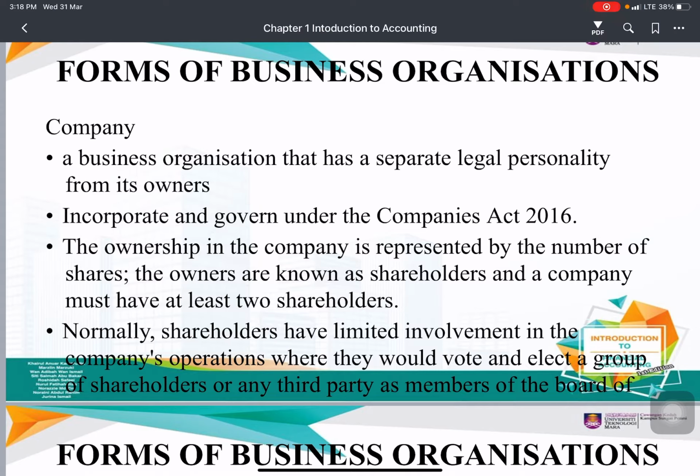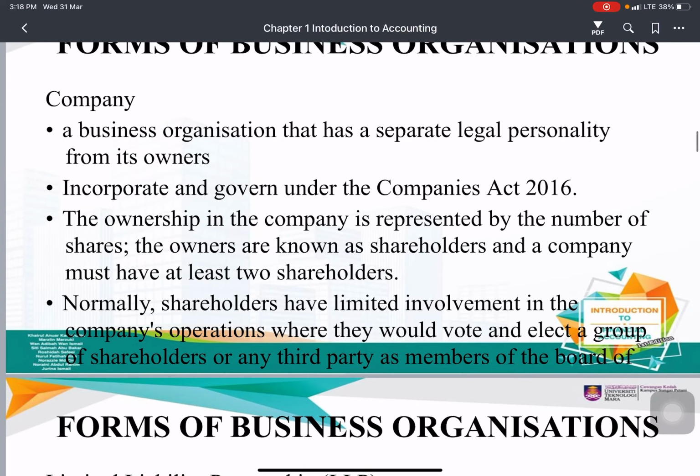Okay, so it means that before this we could say the owner is the business, but here the company and the owner are two different things. It is incorporated and governed under the Companies Act. So the company has its own Companies Act 2016.